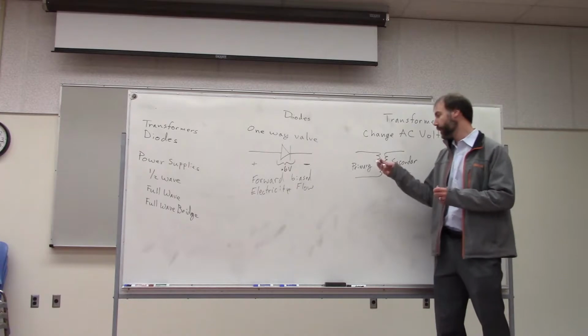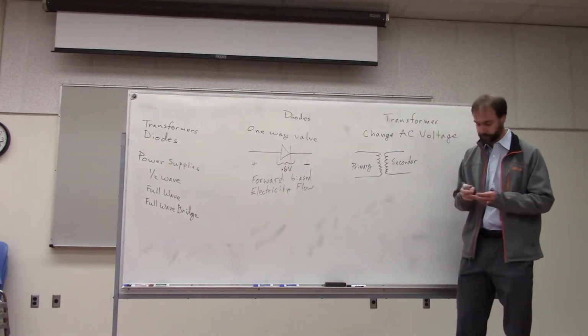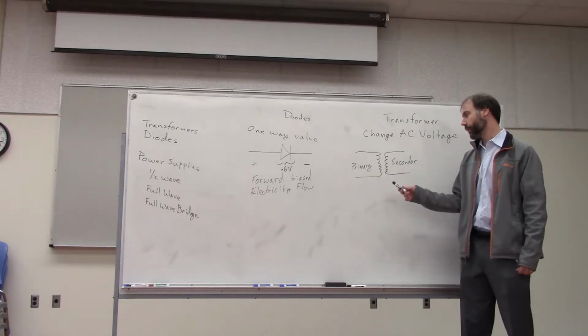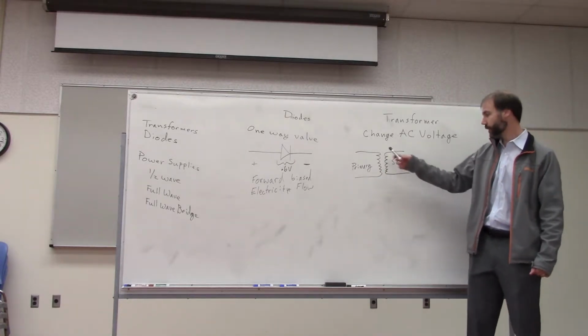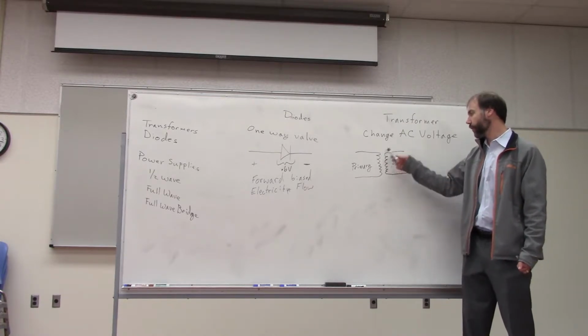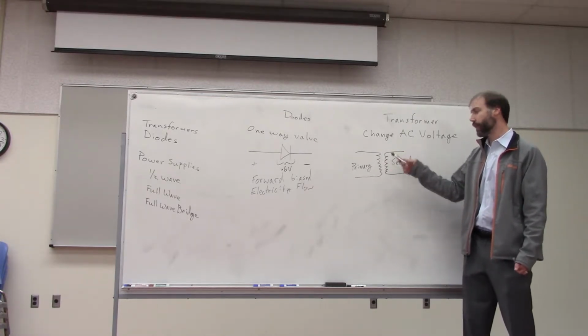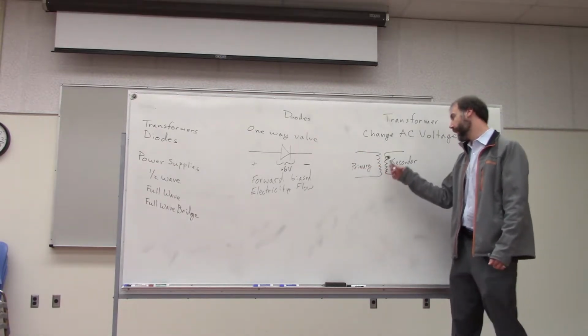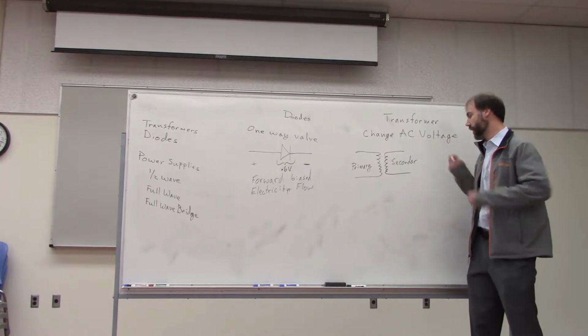So we apply a voltage to the primary coil, and that creates a magnetic field in the primary coil. And then this magnetic field from the primary induces a current in the secondary coil. Okay? So we put AC electricity in, and we get AC electricity out.